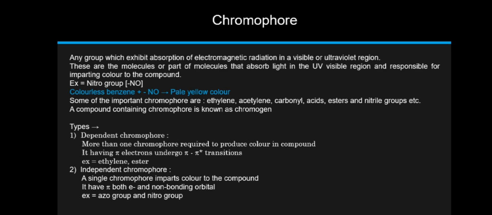Types of chromophores. There are two types of chromophores: dependent chromophore and independent chromophore. Dependent chromophore: more than one chromophore is required to produce a color in the compound. It's called a dependent chromophore. Examples are carbon double bond O groups and carbon double bond carbon groups, etc. Independent chromophores are a single chromophore which imparts a color to the compound. Examples are azo groups or nitro groups.